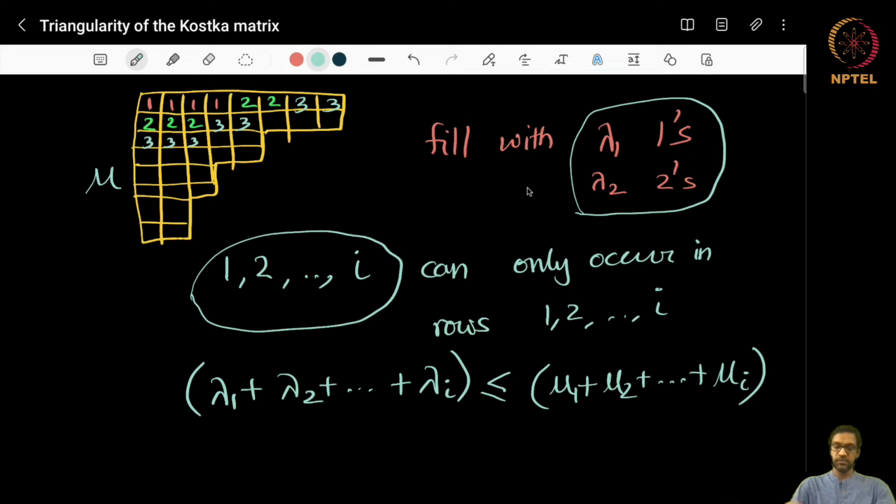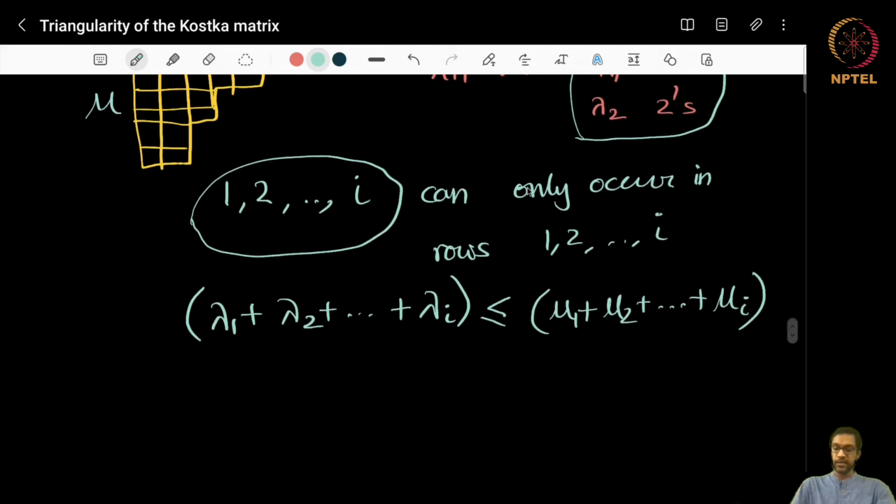Observe that all the ones occur in the first row, so the number lambda 1 can be at most the size of the first row. Similarly, 1s and 2s can only occur in the first two rows, so lambda 1 plus lambda 2 has to be less than or equal to the size of the first row plus the size of the second row, and so on. Okay, so this is a necessary condition.